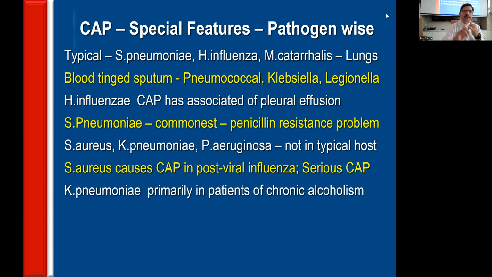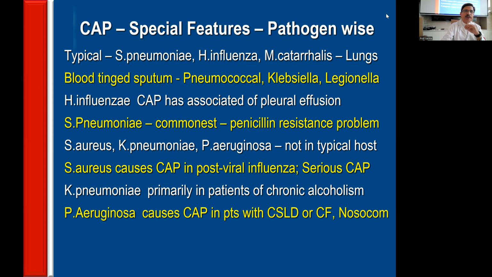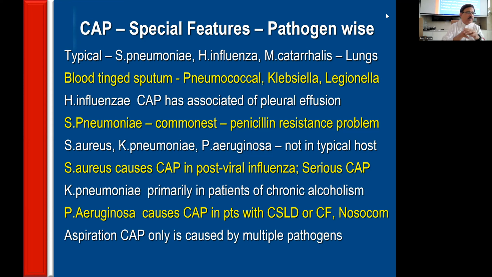A known alcoholic comes with pneumonia, it is probably K. pneumonia. And then P. aeruginosa causes CAP in patients with CSLD and in nosocomial infection and congestive cardiac failure. Okay? People with liver disease, P. aeruginosa. Alcoholism, K. pneumonia. Pleural effusion, H. influenza. Like that, depending on the profile of the patient, the type of pneumonia, etiology-wise, will differ.